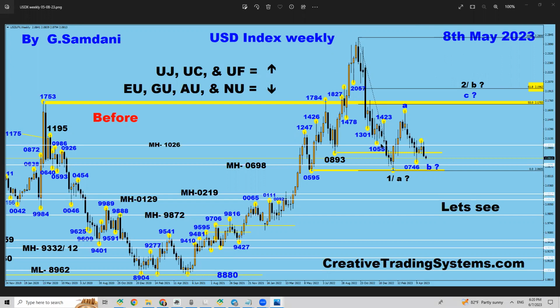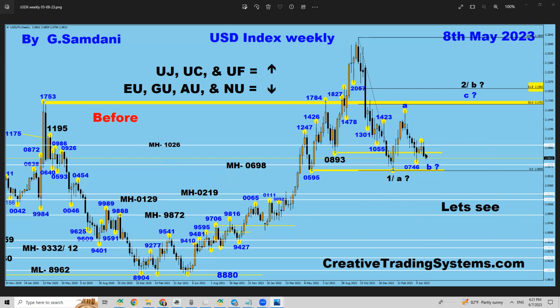Then it's supposed to be doing the correction A, B, C, where A is in place, and then wave B should be in three waves, A, B, and C. That would be wave 2 or B, whatever it is going to be. And then from there, maybe it will come down all the way to wave C around 61%, which will be maybe somewhere here.